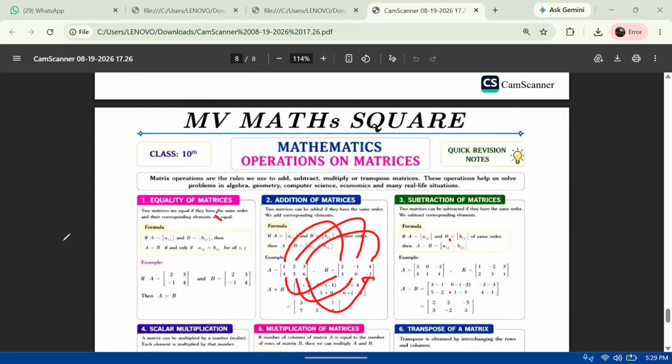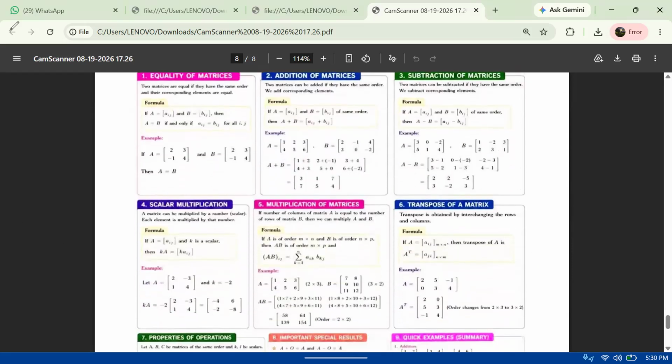So when you add, 1 plus 2 becomes 3, 2 minus 1 becomes 1, and 3 plus 4 becomes 7, 4 plus 3 becomes 7, 5 plus 0 becomes 5, and 6 plus -2 becomes 4. This is your addition. In the same pattern, here is the subtraction. After that, you have the scalar multiplication.